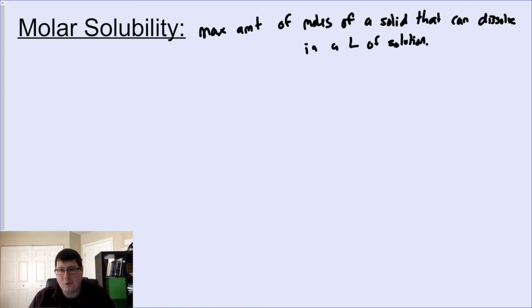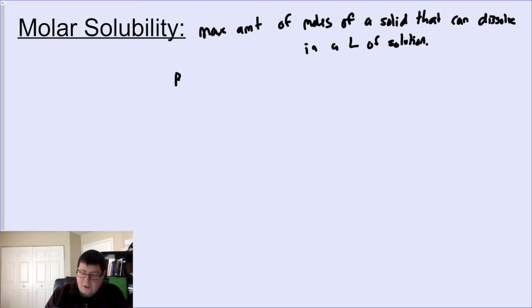Essentially, it's like a molarity of the ions that are going to dissolve in that solution. So what we can do here is take a look and see, well, how do we figure out, given a KSP, the amount of moles of a solid that can dissolve in there? And just like we've seen with all our other equilibria, this is going to involve ICE tables.